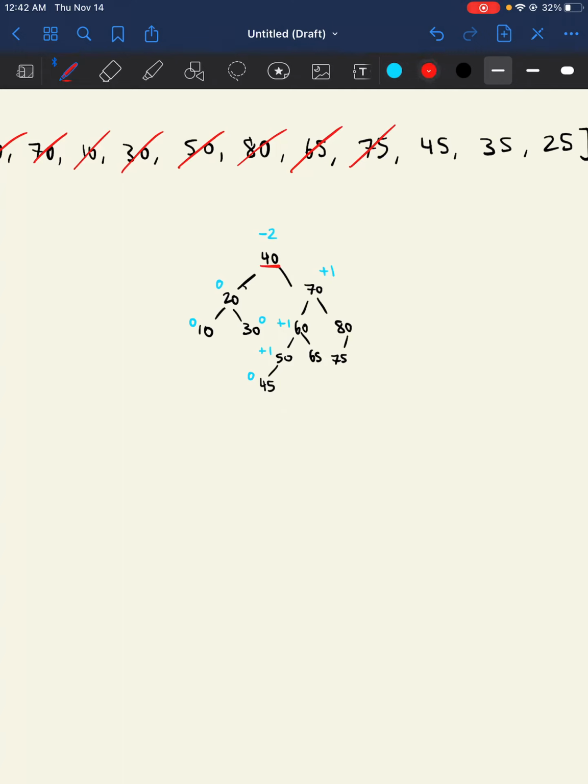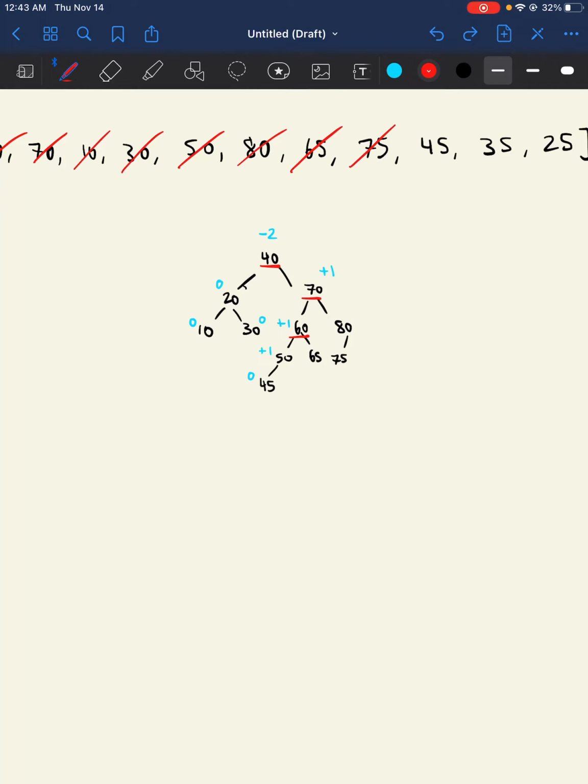So this is our problem node, and remember, we're going to look at the two that came before it in the chain. So the signs are opposite. One's negative, one's positive here. -2 versus +1. So we know this is a double rotation case.